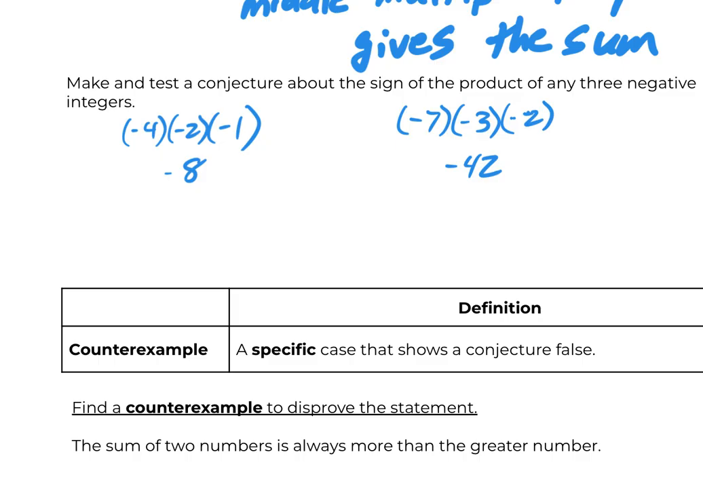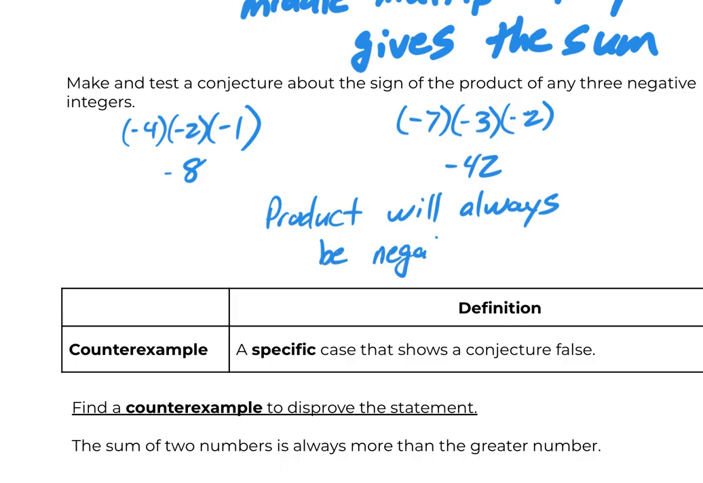Okay, any guesses right now? The product will always be negative. Good. Because what happens when I multiply the first 2 together? Makes a positive. And when I take a positive times the last one, it turns it negative. Okay. So the product will always be negative.